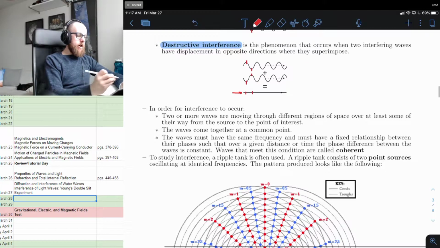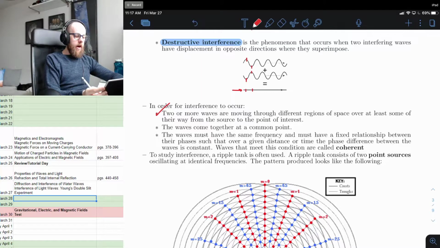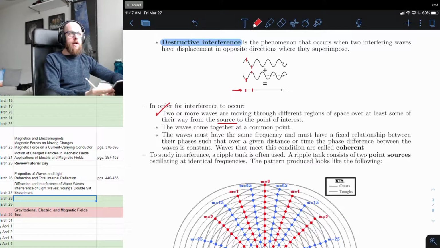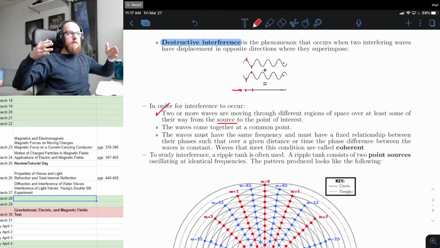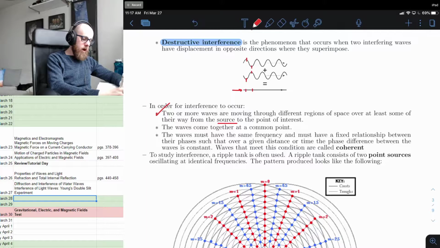So essentially, in order for interference to occur, we have to have two or more waves that are moving through different regions of space from the source to the point of interest. So the source here is what is generating the wave, right? So we have something generating the wave or multiple sources generating a wave. And essentially, the waves produced by those two sources will meet at a certain point, okay? Or they will meet at some place on their way to a certain point, all right? So the waves do come together at a common point, okay?